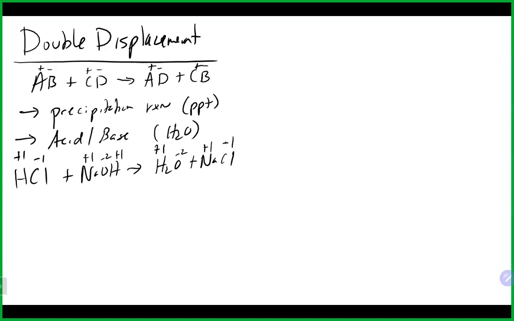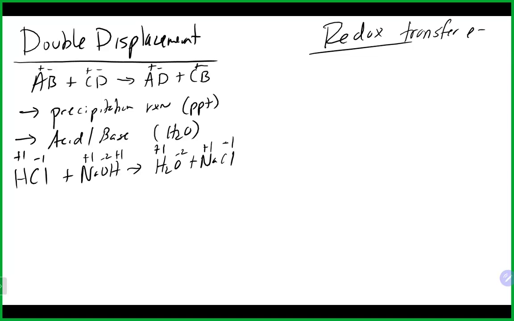The charges of these things in double displacement reactions don't change as they go from one side to the next. Those ions basically stay the same in terms of their charges on each side. And that is different than what we have in a redox reaction, where it's all about transferring electrons.